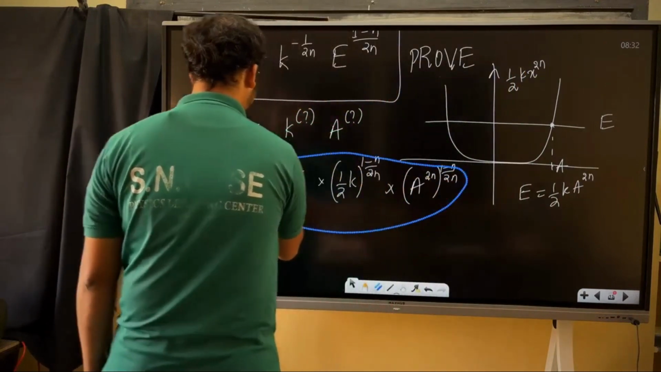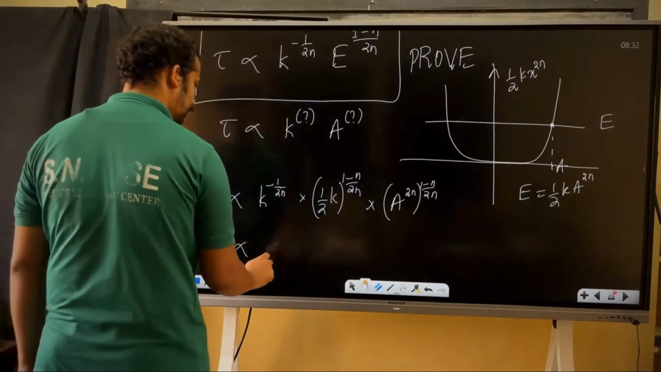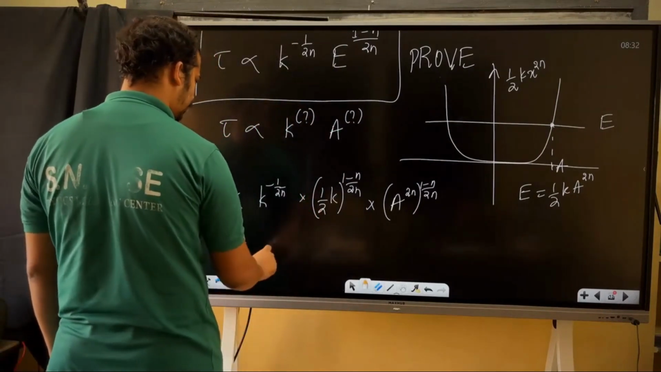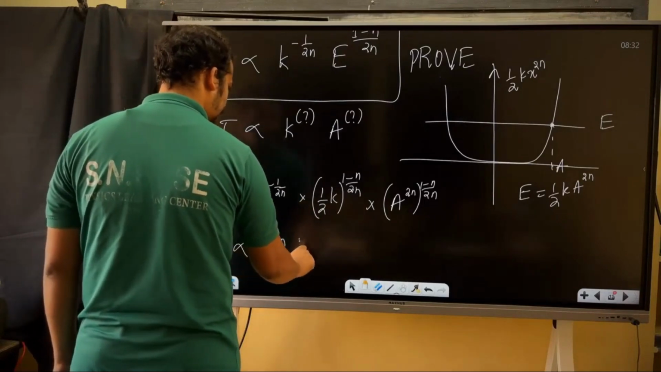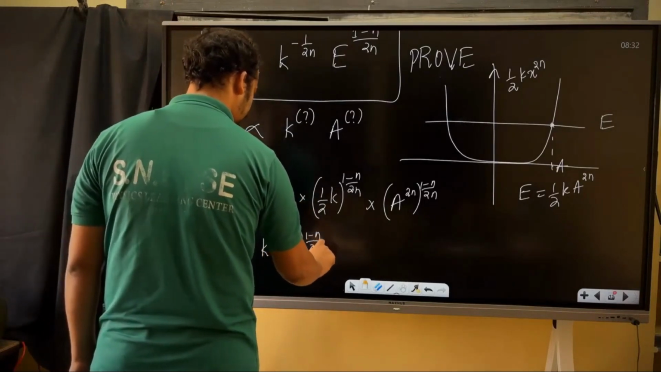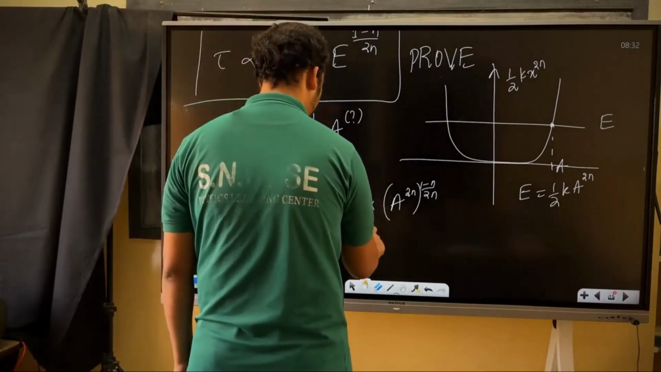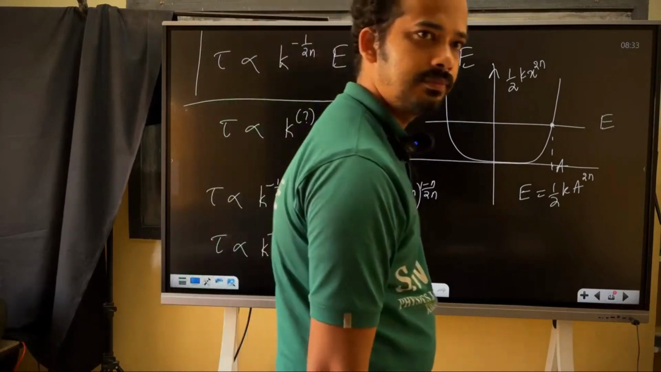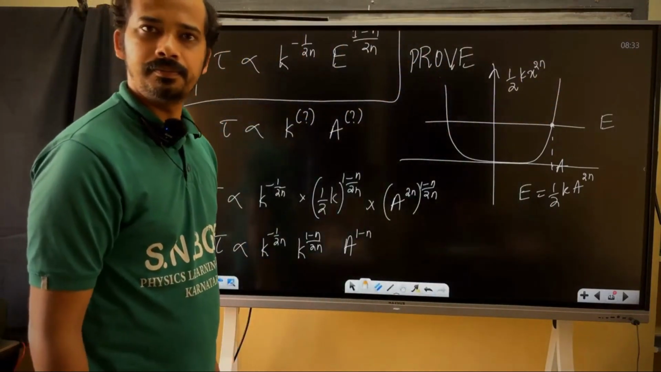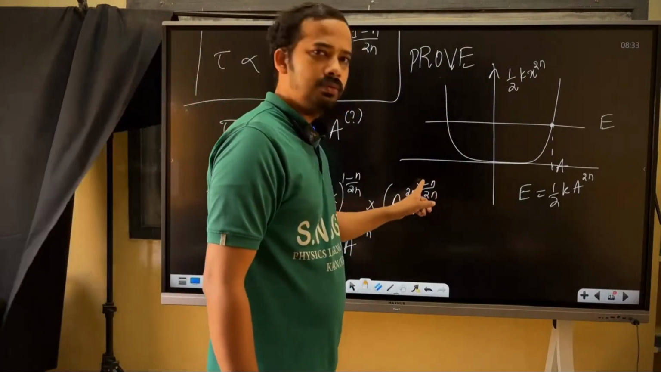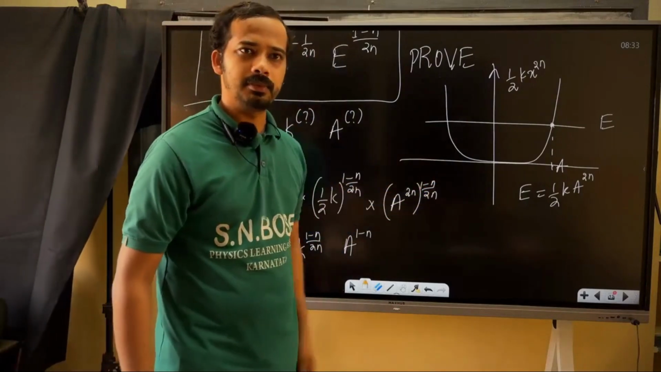Now look here. I got an expression in terms of a. So the time period is proportional to... Here also, if you wish, you can somehow club this one. K power minus 1 by 2n, k power 1 minus n by 2n, isn't it? A power 1 minus n. A power 2n raised to 1 minus n by 2n. In the power, this should be multiplied. Am I right?